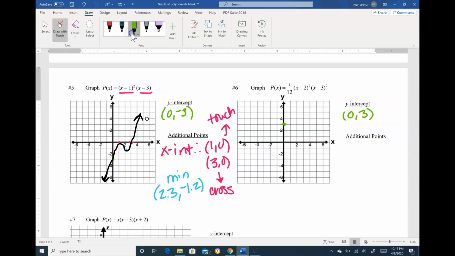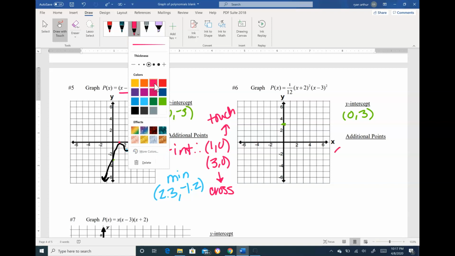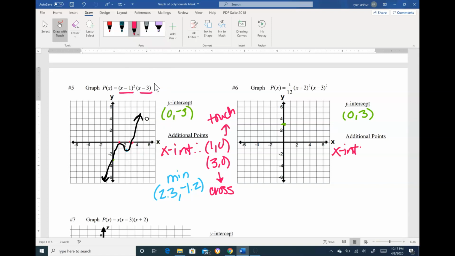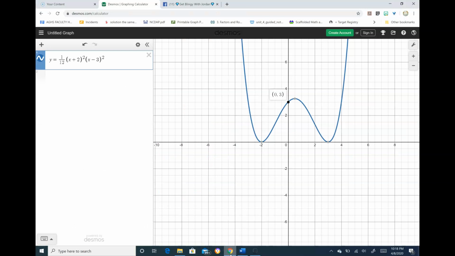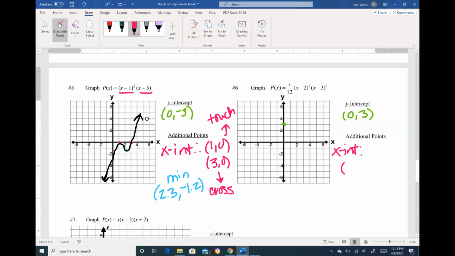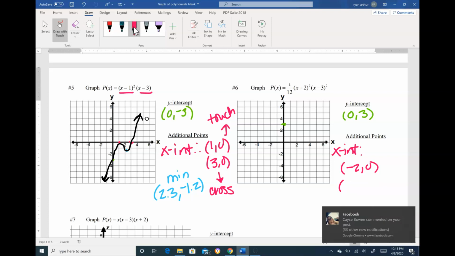Then I'm going to find my x-intercepts next. Okay, remember x-intercepts are your zeros, your solutions, your x-intercepts, your roots, that's the other word. So where it crosses the x-axis, it crosses at -2 and +3. So I've got (-2, 0), and (3, 0). Okay.